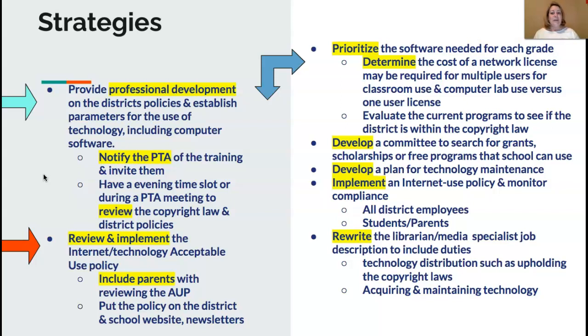We also need to review and implement the Internet Technology Acceptable Use policies, and we need to include the parents in reviewing the AUP. We need to put that policy on the district and school websites and within the newsletters. We need to continue with prioritizing the software that's needed for each grade level. We need to determine the cost of a network license so we can have more than one person using that computer program. And we need to evaluate the current programs we have with the district and make sure that we are within the copyright law when we are using those.